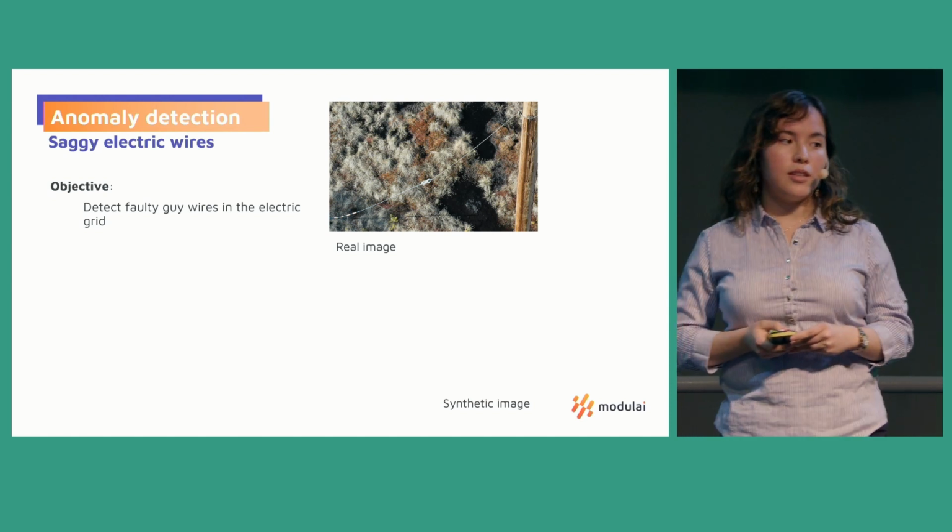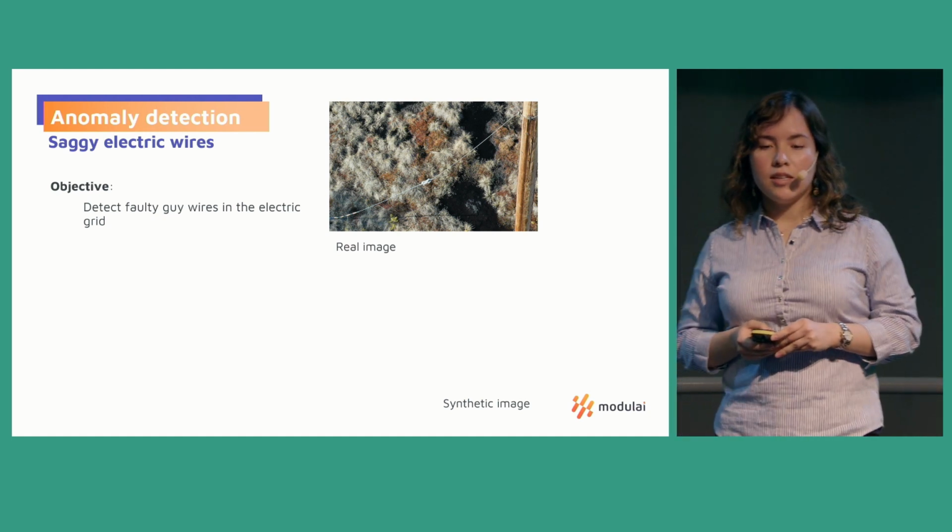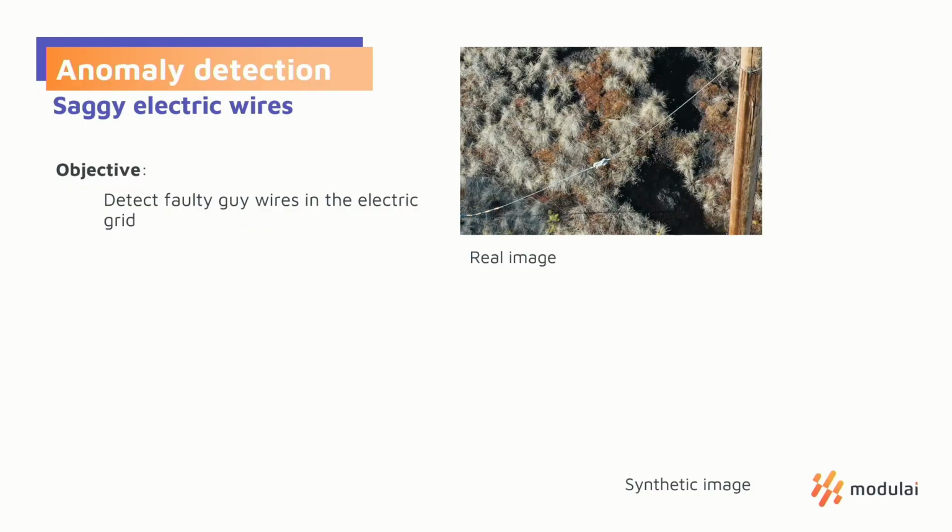Another case where we used synthetic data was for anomaly detection, specifically for saggy electric wires. The objective of this project was to detect faulty guide wires in the electric grid. As you can see here, there is an image with a guide wire that is a bit saggy. In this case, the image has an insulator in the middle. This is not always the case for guide wires. The insulator also doesn't look like this all the time.